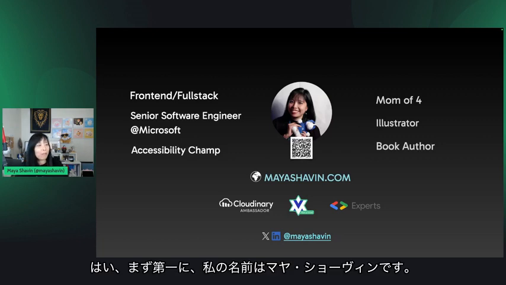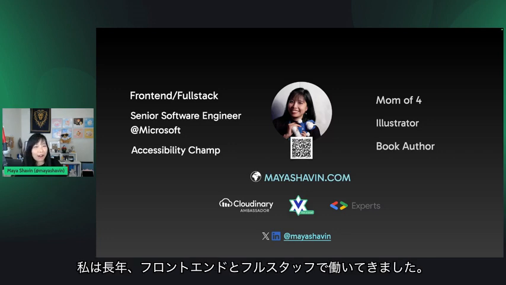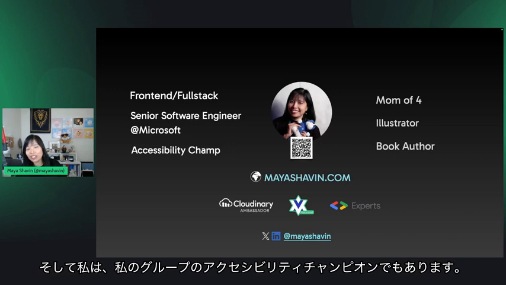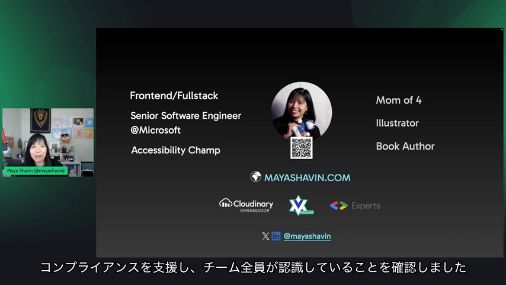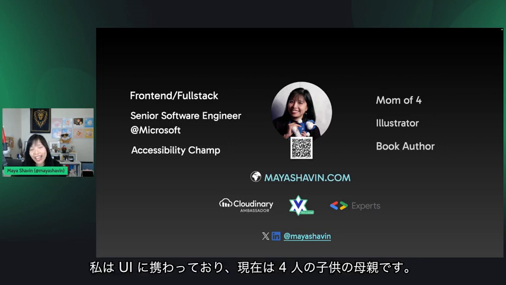So first and foremost, my name is Maya Shavin. I'm a senior software engineer at Microsoft. I've been working with the front end and full stack for many years, and I'm also the accessibility champion of my organization, which oversees accessibility compliance and makes sure that everyone in my team is aware that accessibility is an important part when they are designing or working with the UI.